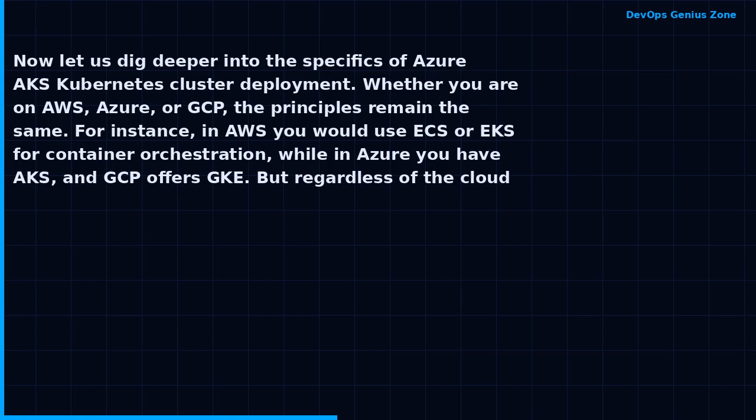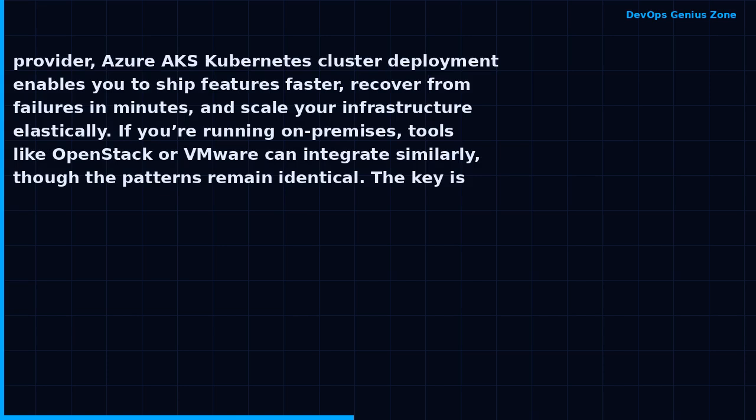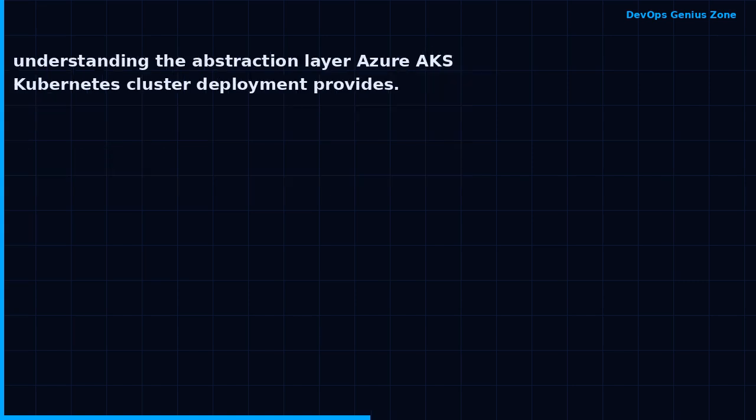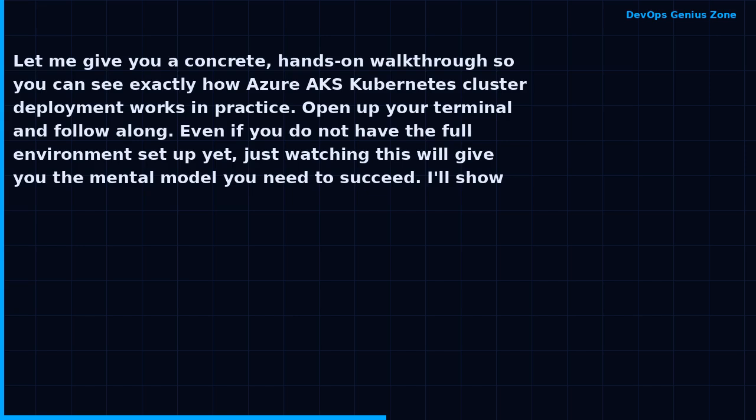For instance, in AWS you would use ECS or EKS for container orchestration, while in Azure you have AKS, and GCP offers GKE. But regardless of the cloud provider, Azure AKS Kubernetes cluster deployment enables you to ship features faster, recover from failures in minutes, and scale your infrastructure elastically. If you're running on premises, tools like OpenStack or VMware can integrate similarly, though the patterns remain identical. The key is understanding the abstraction layer Azure AKS Kubernetes cluster deployment provides.